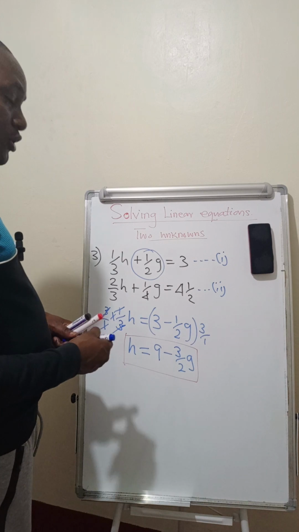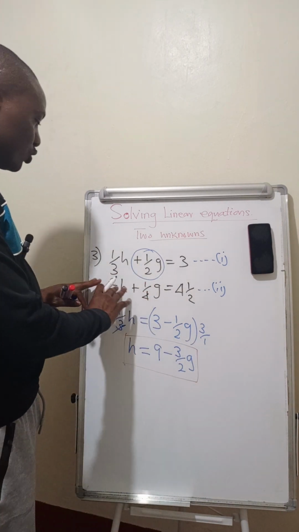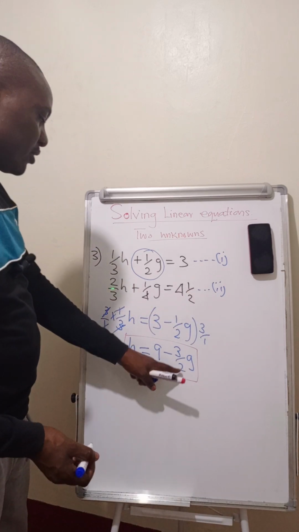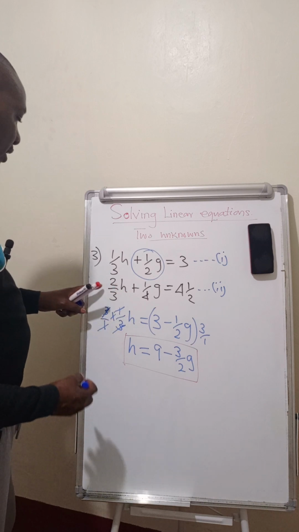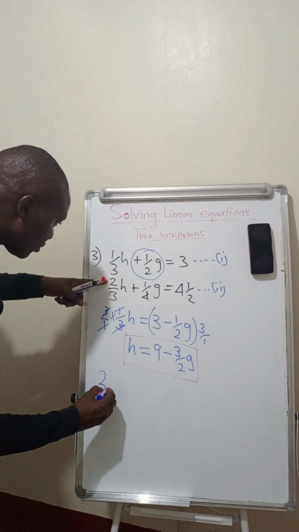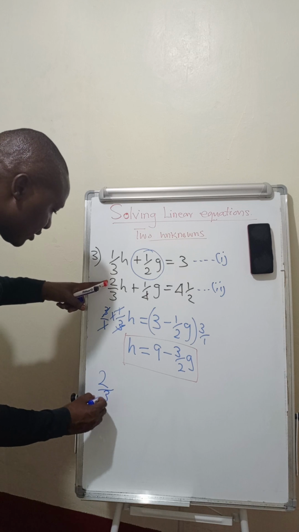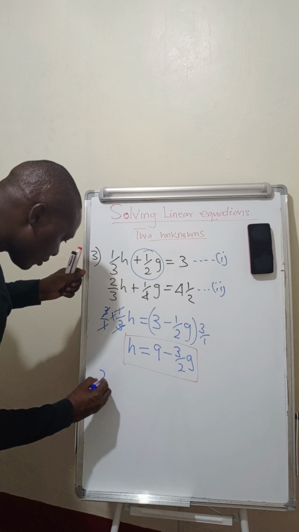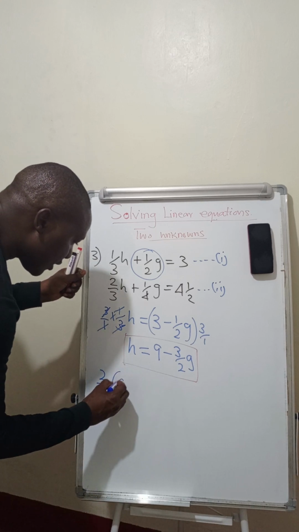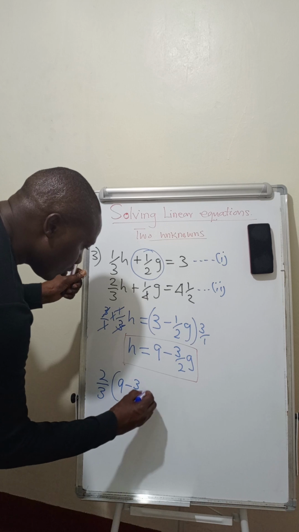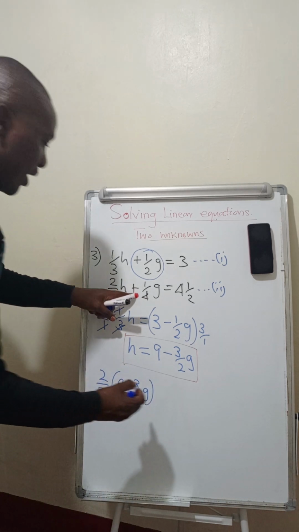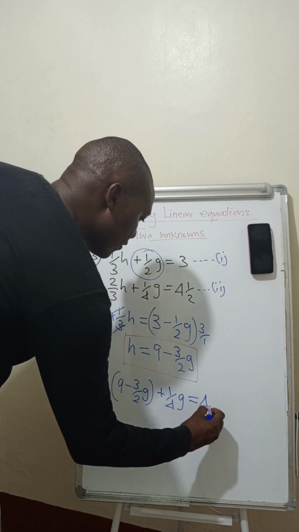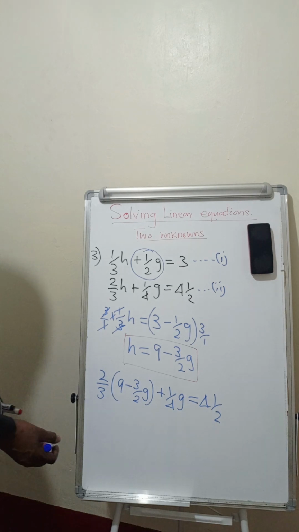Now, the next step is to substitute. You come and substitute in maybe this expression. So where there is h, you put 9 minus 3 over 2g. So we shall take this one here. We have 2/3 multiplied by h, and our h is 9 minus 3 over 2g. Now we add a quarter g, which is equal to 4.5. We can open this bracket.